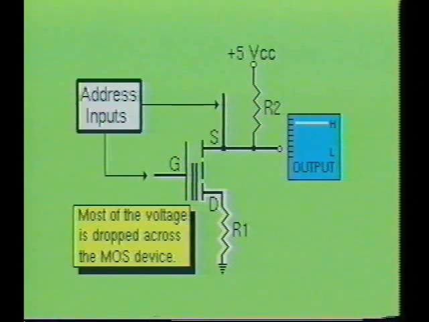Therefore, only a very small amount of current, made up primarily of minority charge carriers, will flow through the device. This very small current flow then proceeds out the source into resistor R2, then into the positive side of the power source. Since the majority of the voltage is being dropped across the MOS device, and the output is being taken from the source lead, then the output of the device will become a high.